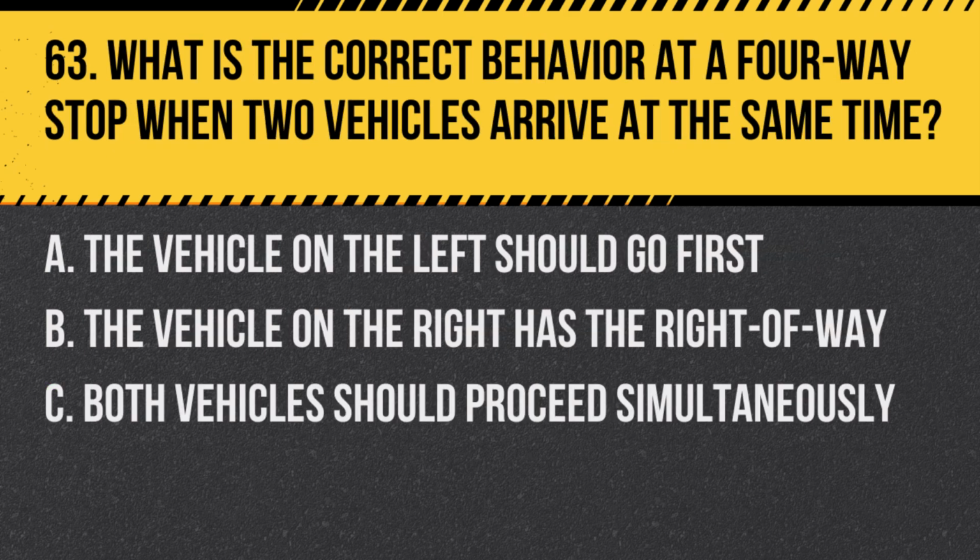Question 63. What is the correct behavior at a four-way stop when two vehicles arrive at the same time? A. The vehicle on the left should go first. B. The vehicle on the right has the right of way. C. Both vehicles should proceed simultaneously. Answer: B. The vehicle on the right has the right of way. This rule helps prevent confusion and collisions at four-way stops.